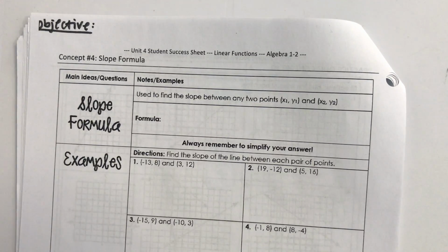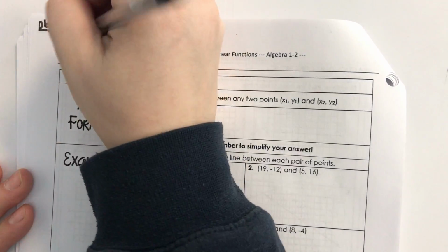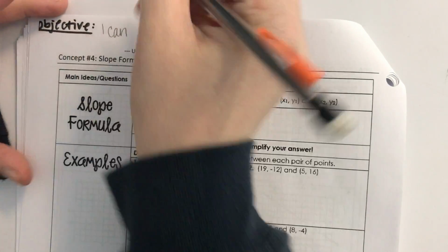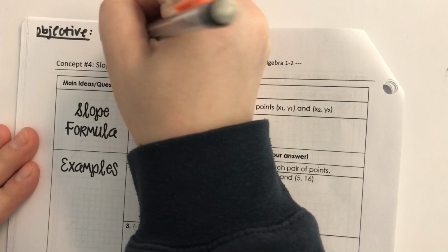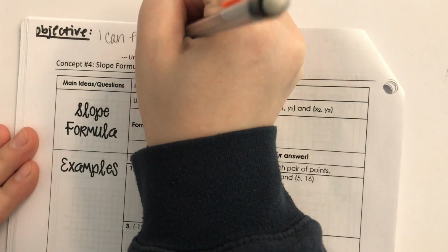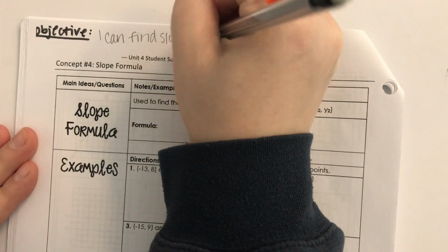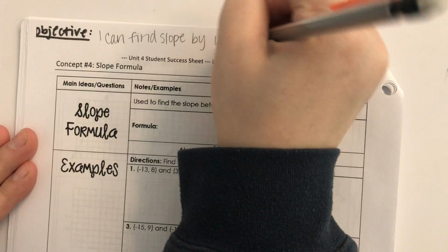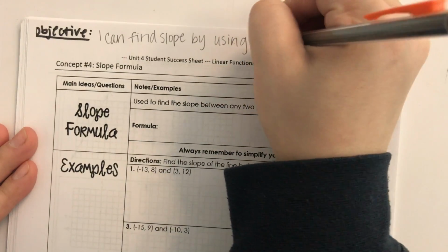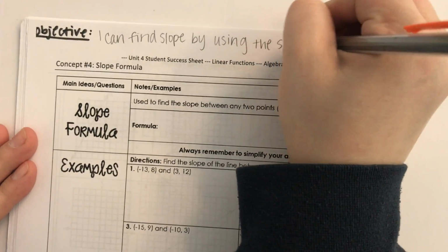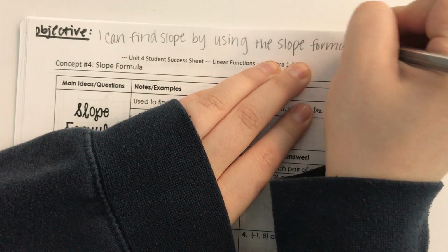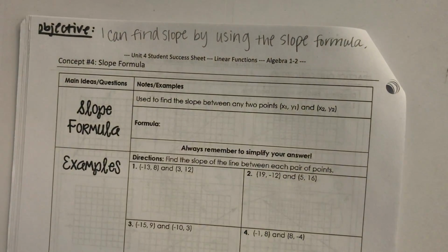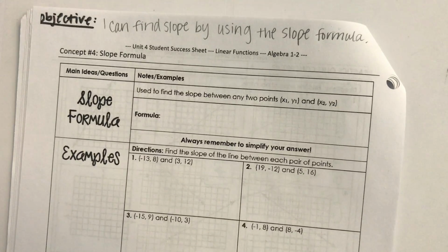Right, concept number 4. Our objective for this concept is that I can find slope by using the slope formula. There is a formula for finding slope. Slope formula. Okay, so that is our objective for this lesson. I can find slope by using the slope formula.